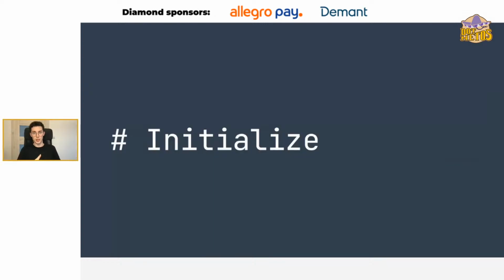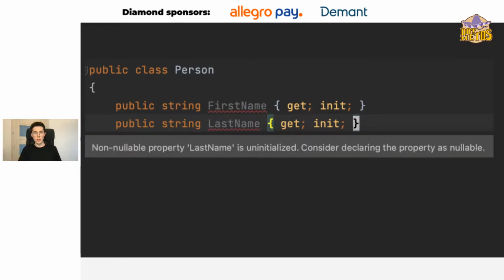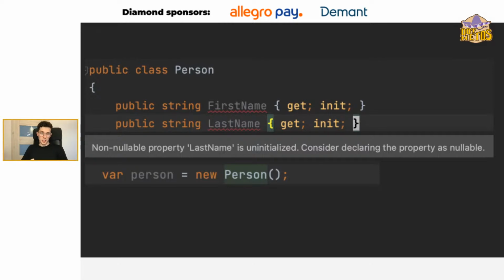So let's take care of initialization right now. As you remember, we had the person object, and we used to have a warning, but now we have an exception here. And as we switch to the error, we got: non-nullable property last name is uninitialized. But theoretically, we can still create the object of a new person here without really passing anything into it. And as you can see, there are not many errors here.